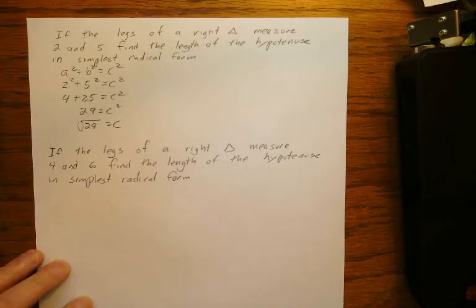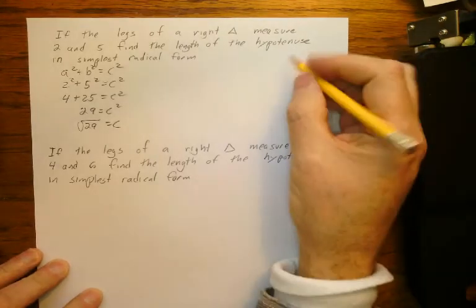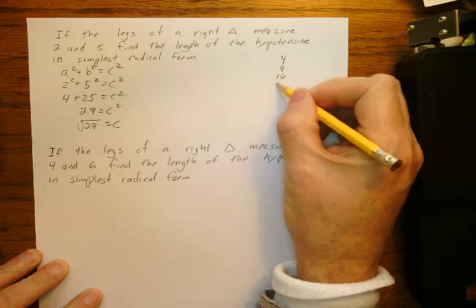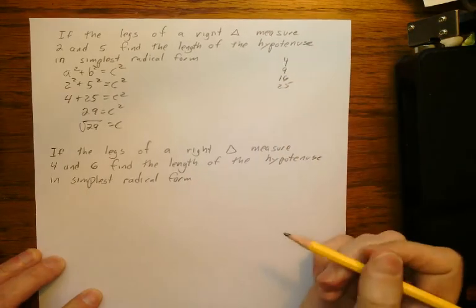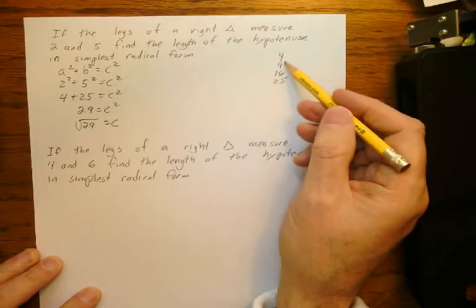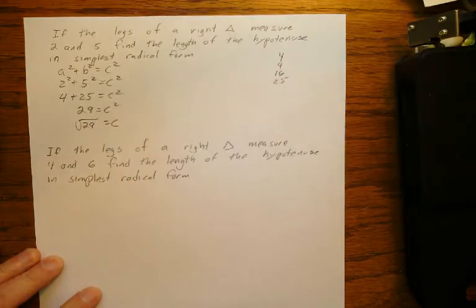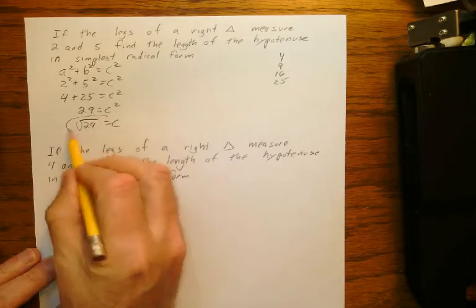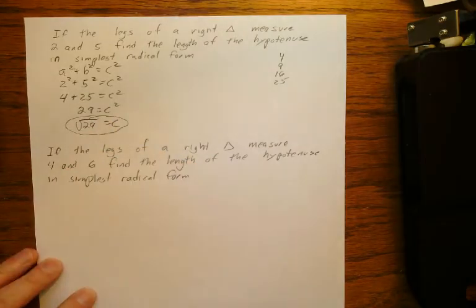So if you recall, you need to know your perfect squares, and I'll just write a few over here: 4, 9, 16, 25, etc. And which one of these numbers goes into 29? Well, none of them do. Nothing goes into 29. 29 is a prime number. So we can't simplify, and we're actually done. The square root of 29 is the answer in simplest radical form.